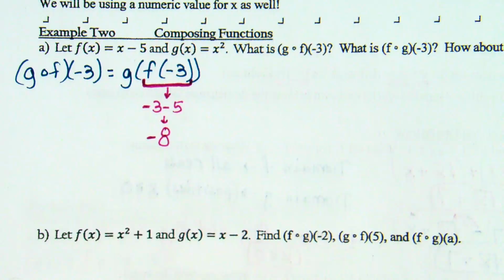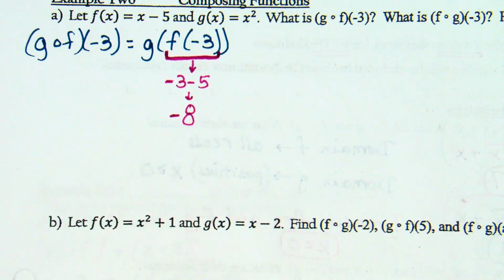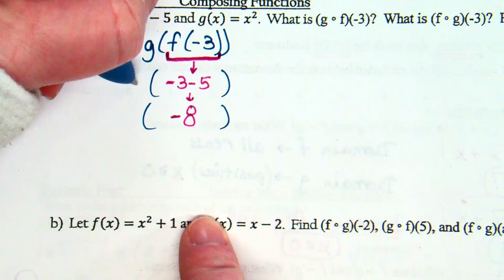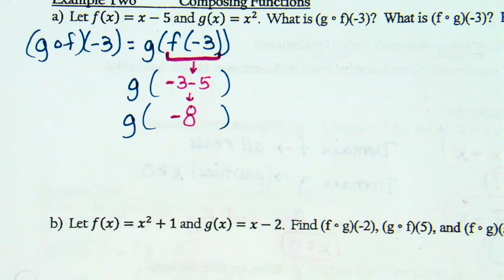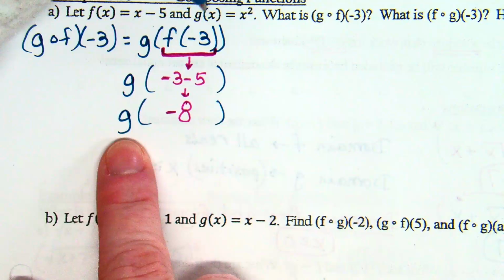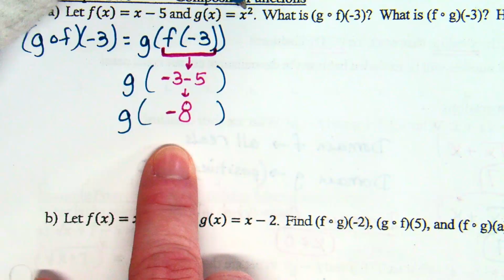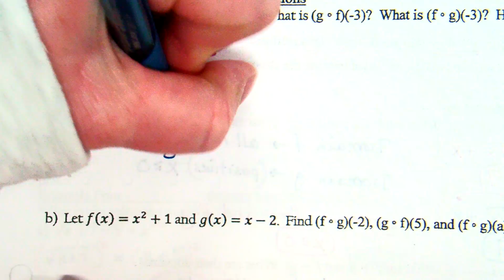Okay. Now, that was the insides we just did. We used f and we plugged in negative 3. So we did negative 3 minus 5. What was outside of f? g. So now we're going to do g of negative 8, which means we look at our g definition, and every place you see an x, we replace it with negative 8. So g says to do x squared, which means I'm going to do negative 8 squared.